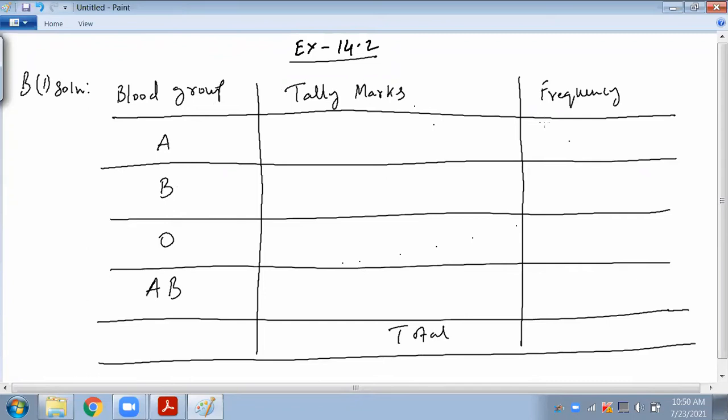So in the frequency distribution table, we'll have the item. Here the item is the blood group. Then the next column will be tally marks, and the next column will be frequency.